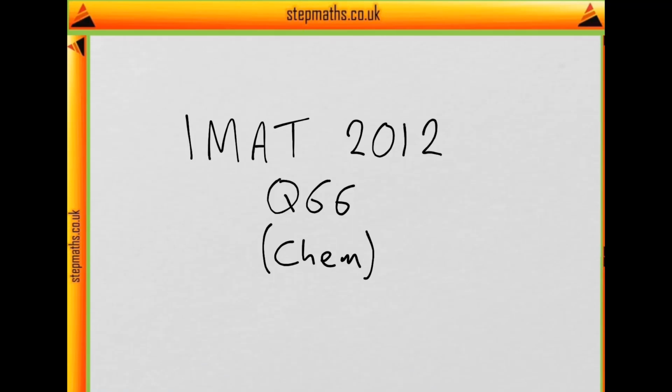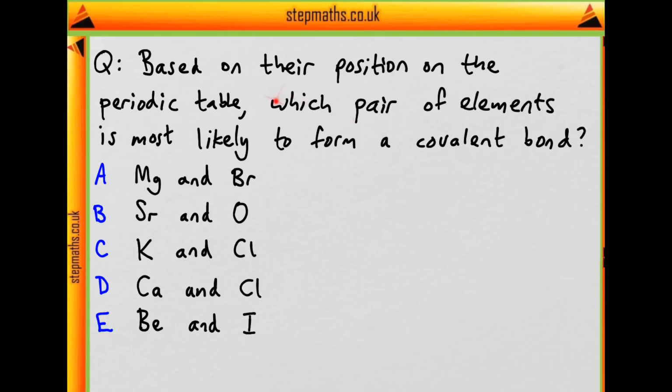This is question 66 on chemistry from the 2012 IMAT. So the question is that based on their position on the periodic table, which pair of elements is most likely to form a covalent bond? So we've got magnesium and bromine, strontium and oxygen, potassium and chlorine, calcium and chlorine, and beryllium and iodine.